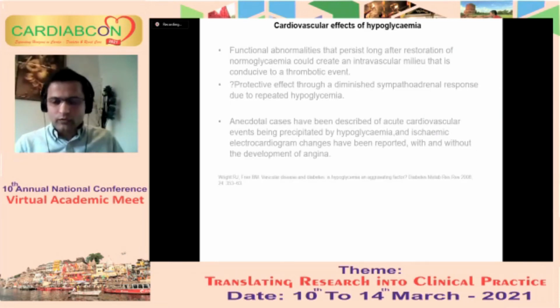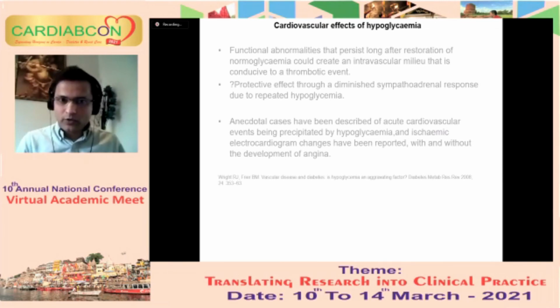Now, whenever hypoglycemia occurs, the next question we have to ask ourselves is whether the damage is happening only at that particular time, or does the damage last longer? And this has been seen in various studies: it creates a certain atmosphere, a certain intravascular milieu, which can actually increase thrombotic events even in the future.